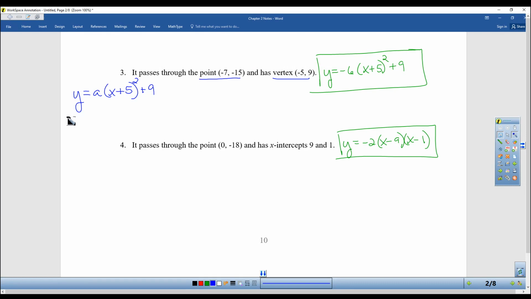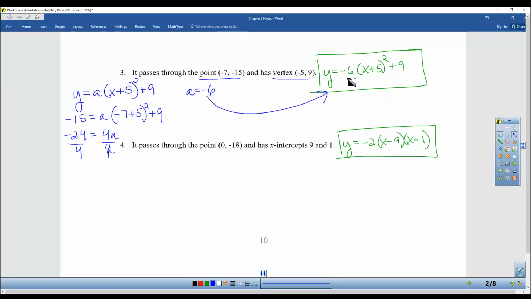And then I plug in the (-7, -15). Easy to plug them in backwards because you see the -7 first, but the -15 has to go in that y spot. I'm going to go ahead and subtract 9 from both sides now, so I don't accidentally add it to that. -7 plus 5 is -2, squared is 4. Divide by 4, divide by 4, and I get a is equal to -6.